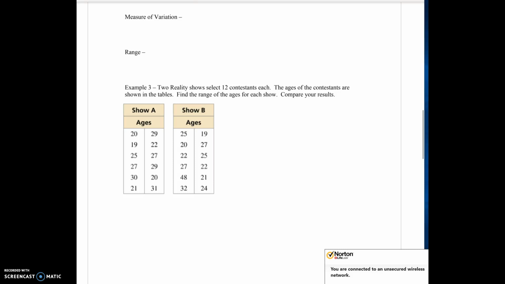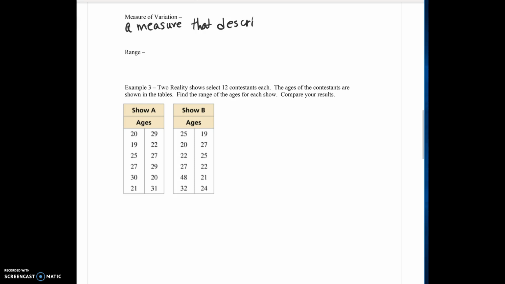Right, in this video, we're going to look at measures of variation, and we have two different kinds that we are going to look at. We have range and standard deviation. So it's a measure that describes the spread of the data.